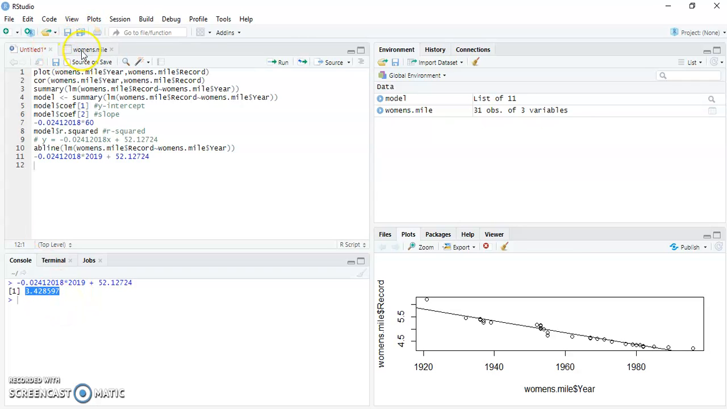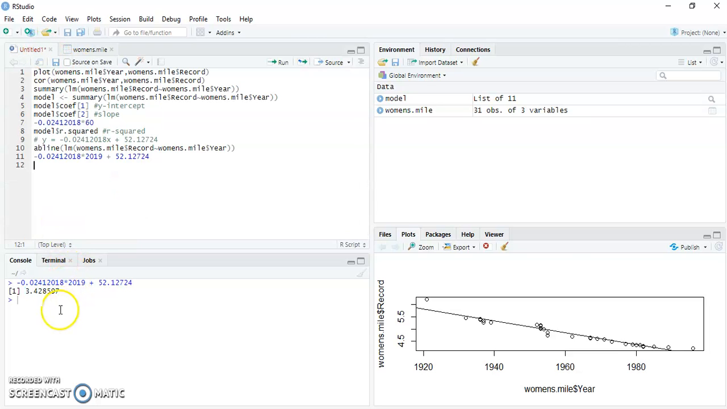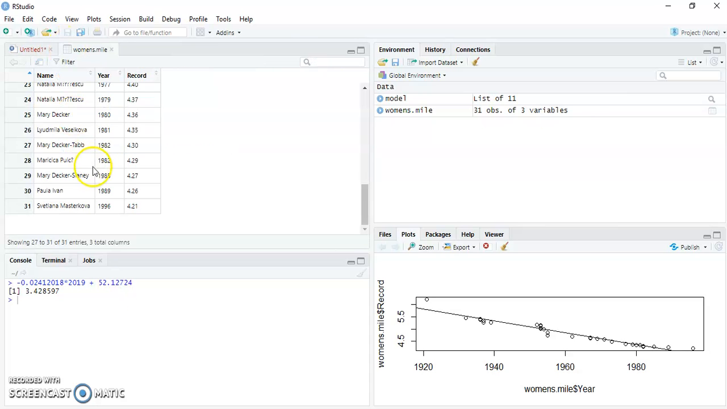Well, let me tell you that in 2019 it's about a second faster. The current world record is 4.2 minutes essentially. So it's fast, but it's not this fast. So that's a danger of extrapolation: trying to make predictions outside of your data set. Our data only goes up to 1996, so we really shouldn't be making predictions about 2019.